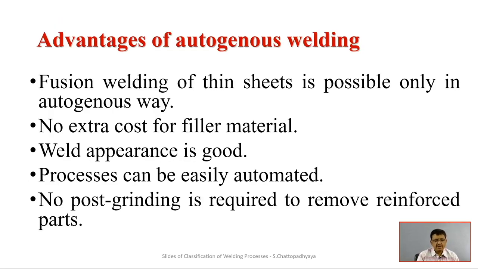Advantages of autogenous welding: fusion welding of thin sheet is possible only in autogenous way, because extra material and other things will just jeopardize the joint, as that kind of thickness will not be there. So, sheets are better joined by autogenous mode, with no extra cost of filler material. That is the advantage. Weld appearance is also good, because extra filler material will create some complex surfaces. The process can be easily automated, and no post grinding is required to remove reinforcement, because extra material does not have to be removed.